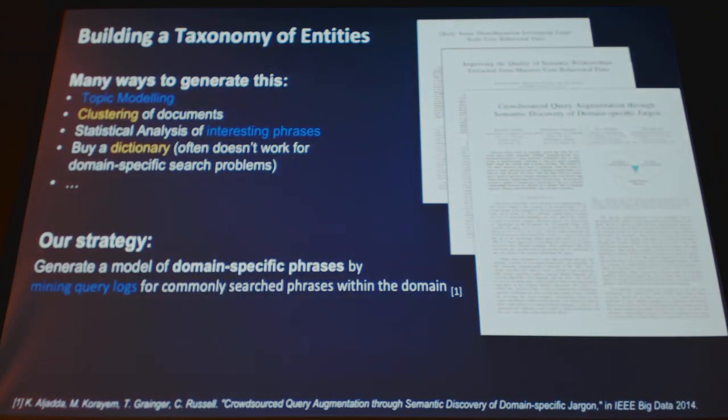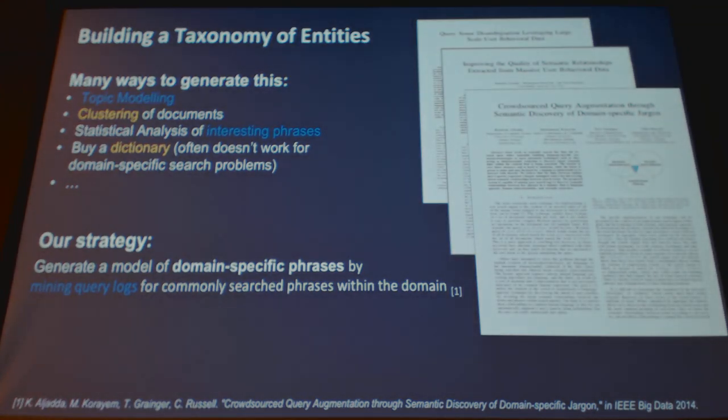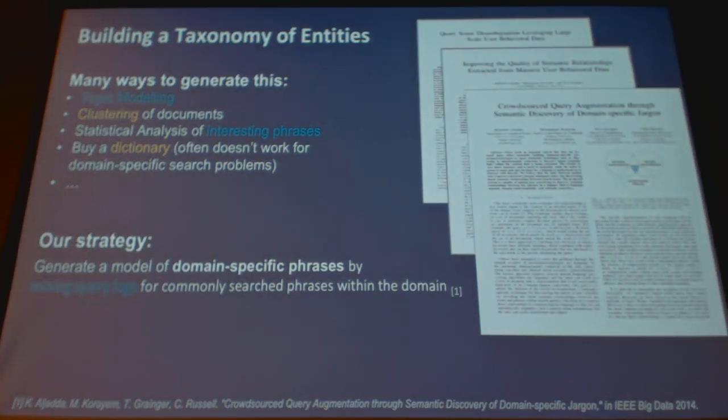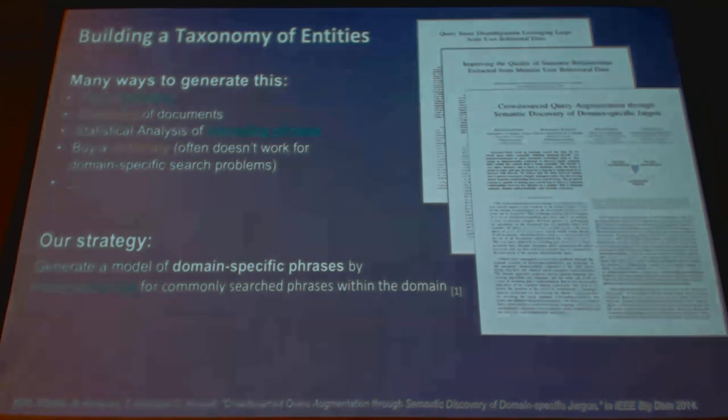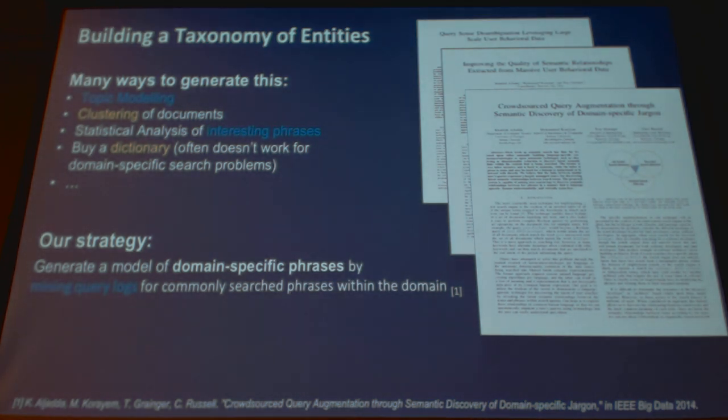So we've got three different research papers on this topic specifically that we've published in the last year. The most important one out of the three, I would say, is this one on top. It's called Crowdsourced Query Augmentation Through the Semantic Discovery of Domain-Specific Jargon. The general idea there is that we mine our query logs. We find terms and phrases in those query logs without having to do any NLP on them. They just are the phrase. And then we find the other related phrases to go along with them.